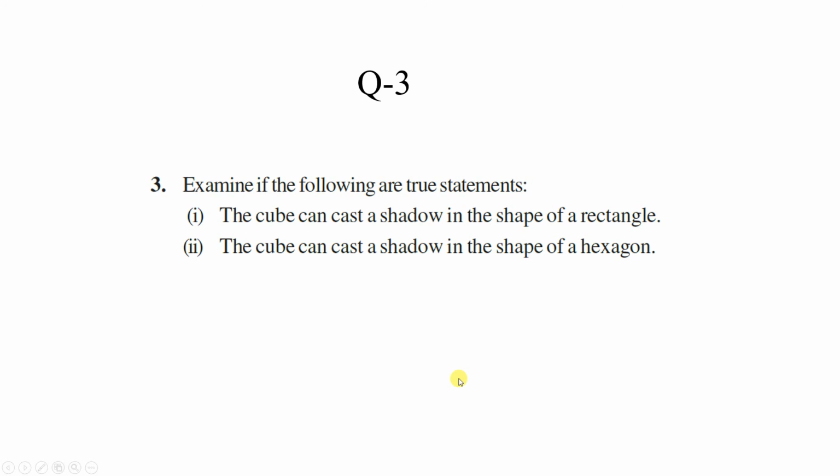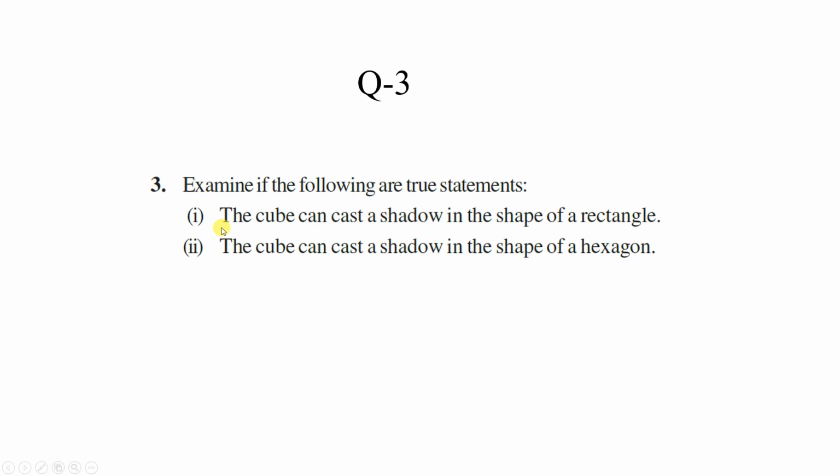Now we have already seen in question 1, question 2 and also in exercise 15.3 that when we use a cube, its shadow will be only a square. If we slice a cube, we get a square only. So here the shadow of a cube will be only a square, not any other shape.